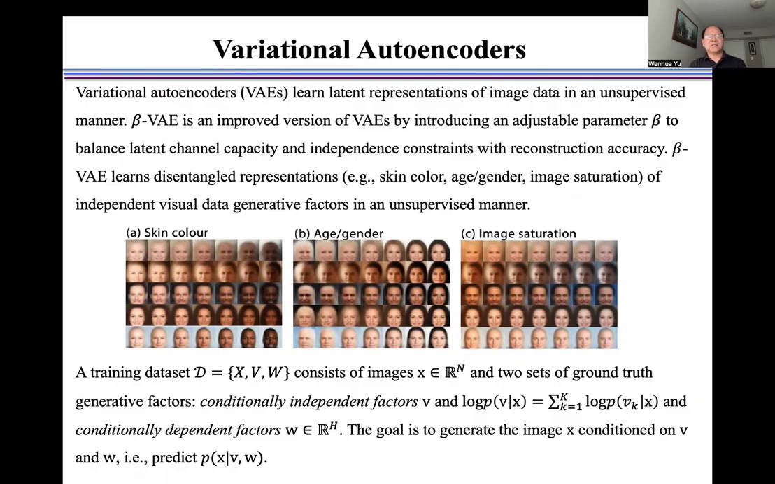A training dataset D consists of images X and two sets of ground truth generative factors, namely conditional independent factors V and conditional dependent factors W. The goal is to generate the image X conditioned on V and W.